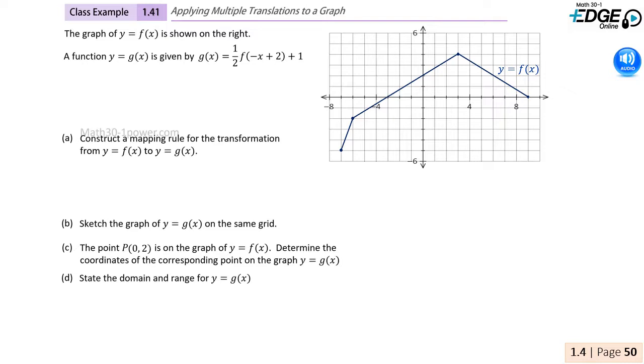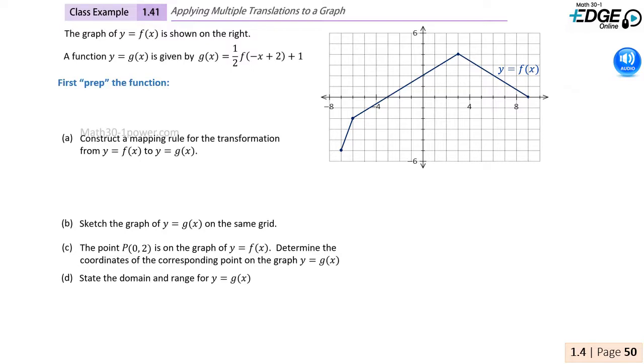The question first asks us to construct a mapping rule. And even if it hadn't, this is a great way to approach this question. Transforming a graph with 4 separate transformations one at a time can be a little bit cumbersome and often leads to small errors. Let's see how the mapping rule will help us.